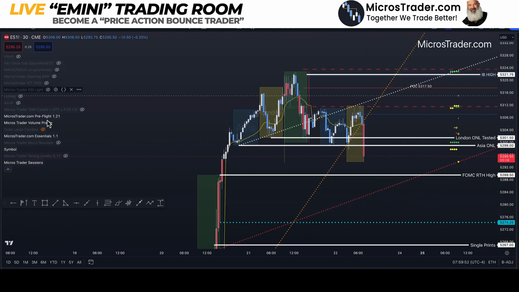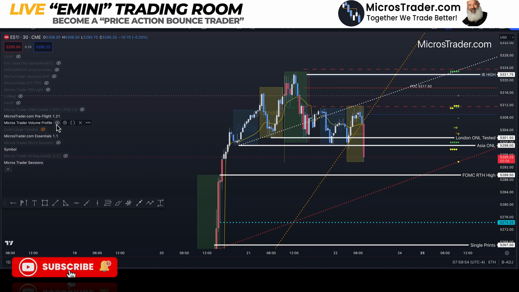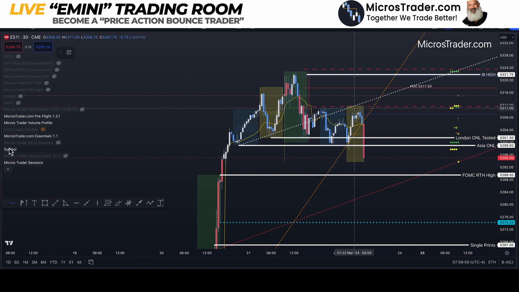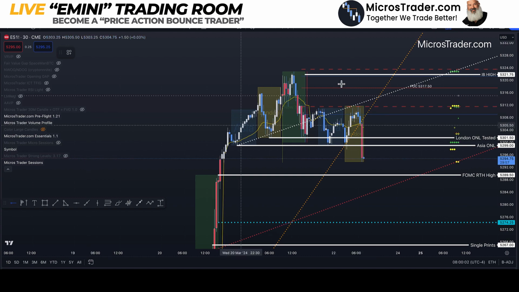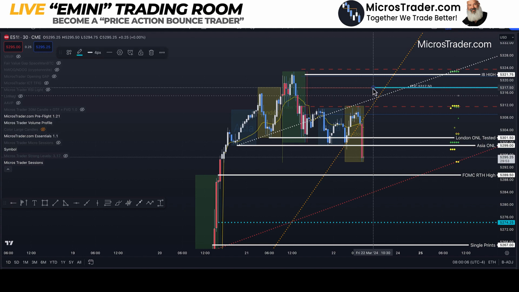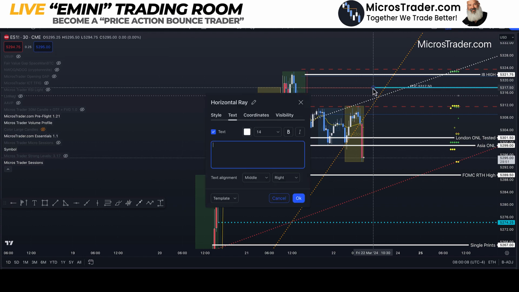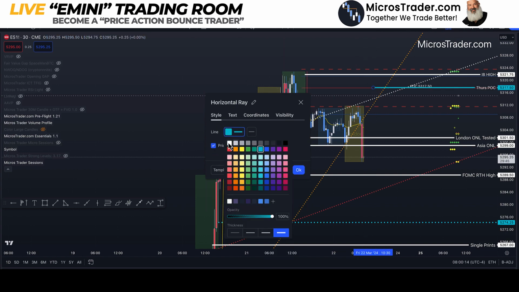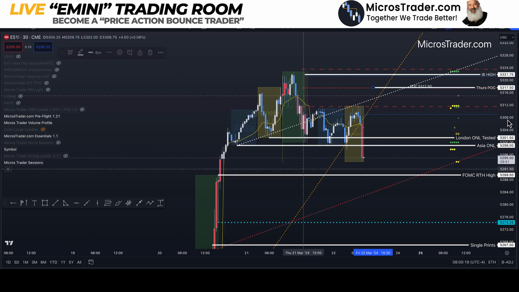I want to remove, so our POC is way up here. So let's go ahead and mark this POC from yesterday, which is 1750. So we're going to call this Thursday POC. Let's go ahead and make this white. White is informational labels for me.